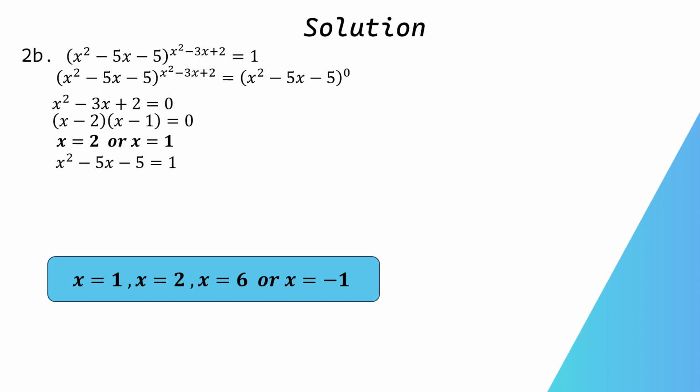We have x² − 5x − 5 = 1. x² − 5x − 6 = 0. And we have (x − 6)(x + 1) = 0. So we have the final answer to be x equals 6 or x equals −1. So out of this, we have 4 solutions. I want you to test them one by one on your own and check if all of them work. But for now, these are our roots. Very simple question, right? Let's look at the next.